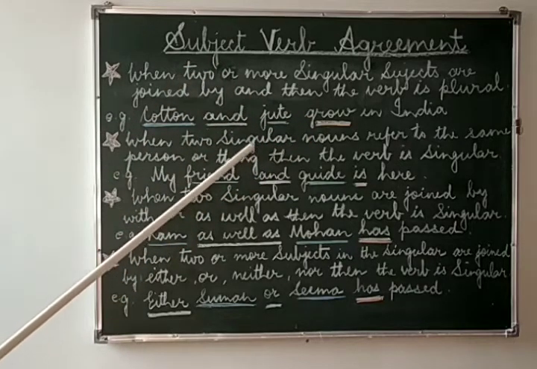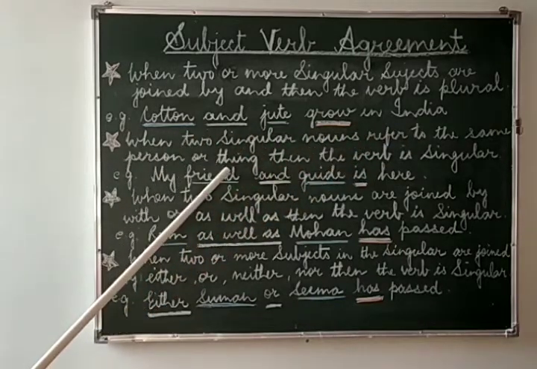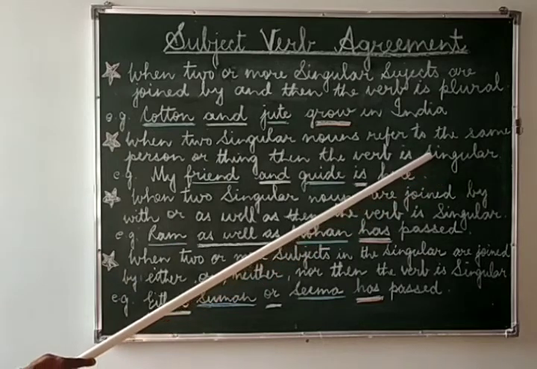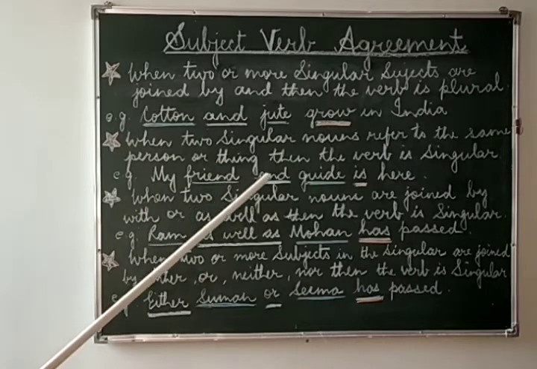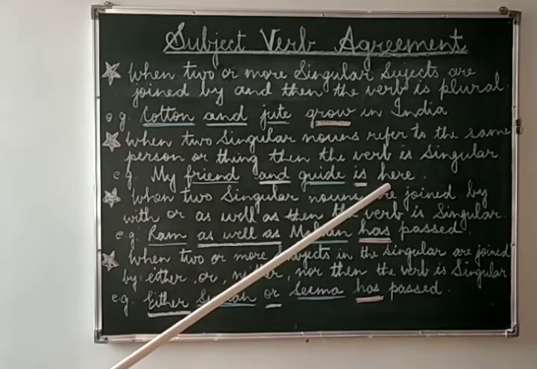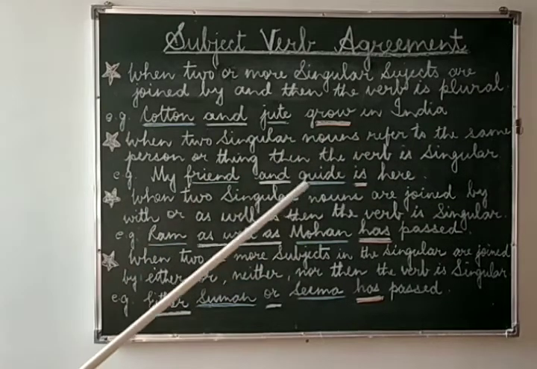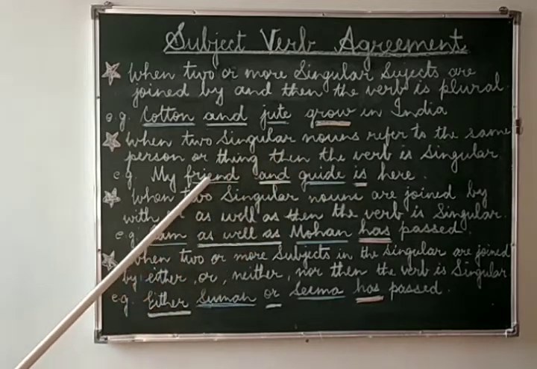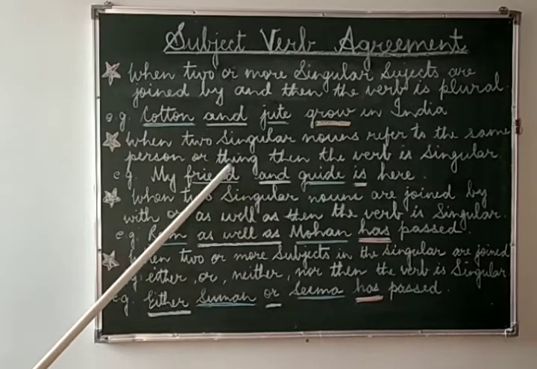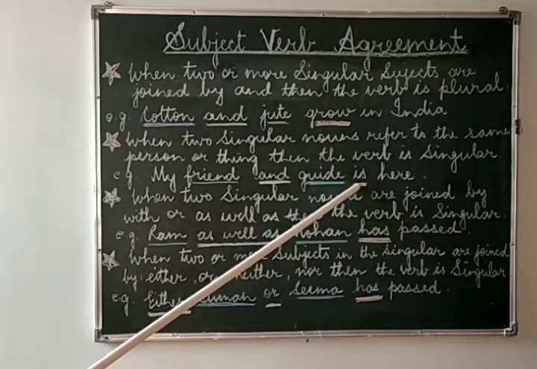When two singular nouns refer to the same person or thing, then the verb is singular. Now let's take an example. My friend and guide is here. Now here, my friend is also my guide. Therefore, it is referring to the same person, that is my friend. And here the verb must be singular and is a singular verb.